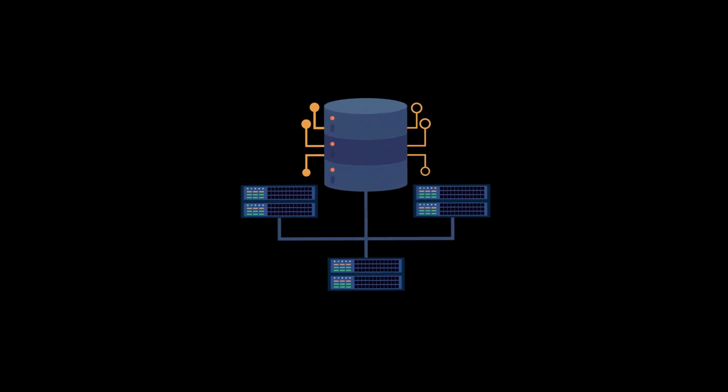etcd achieves high availability by running as a cluster of nodes which ensures that the data is replicated across multiple instances. This replication allows etcd to continue functioning even if some nodes fail. One of the key features of etcd is its ability to support watch operations.